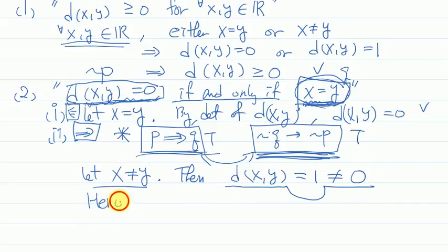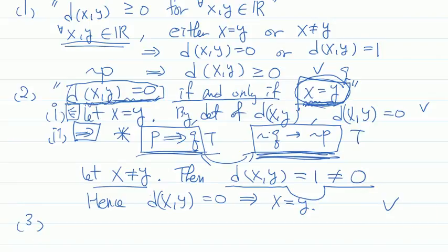Hence, we can claim that dxy equals 0 implies x equals y. Now we can go either direction, right? If x equals y, then dxy is 0. If dxy is 0, then x equals y. There's no other way. Because of this, after we prove this part, we prove the second property of being a metric.